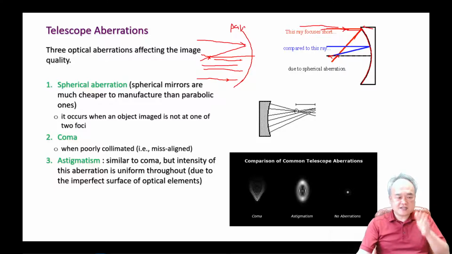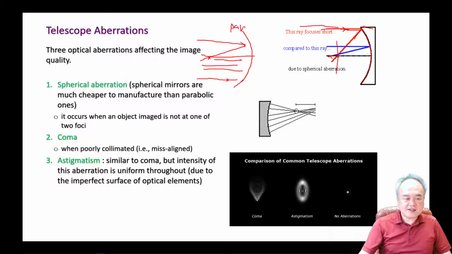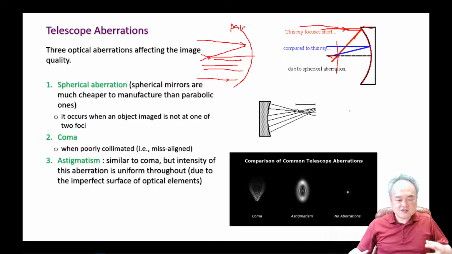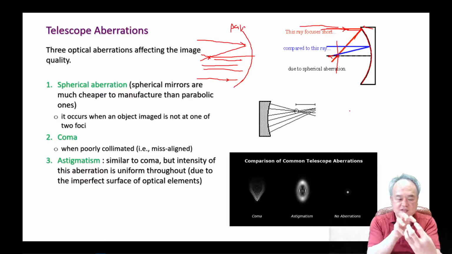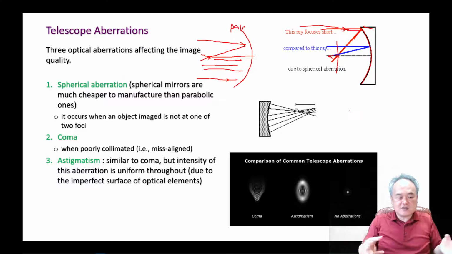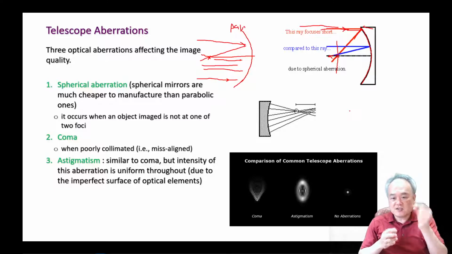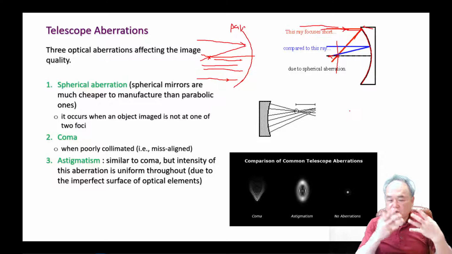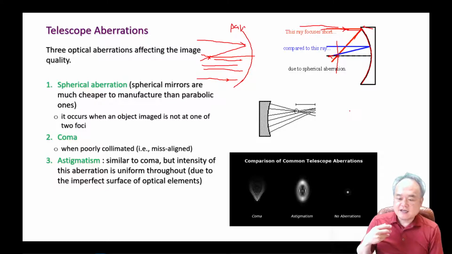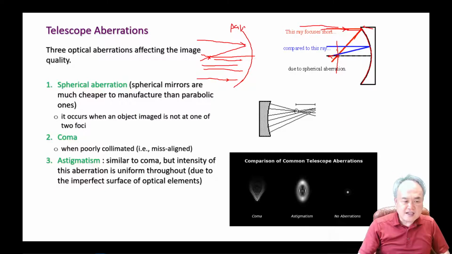So that means if you put a screen or detector in one location, with spherical aberration, the center, near the center of the mirror, is well focused, but the outside is blurry, unfocused. You need special corrective optics, or some combination of special types of lenses, to correct this spherical aberration.